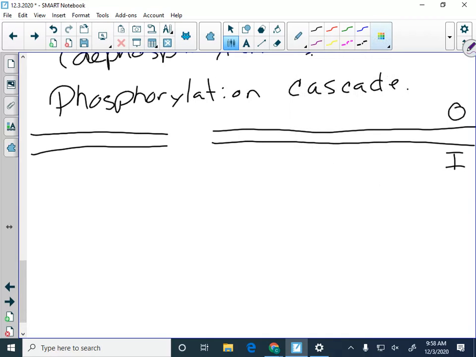Try to stick with a similar color scheme. We have a receptor. This could be any type of our receptors. This technically could be an internal receptor as well. It could be a G protein coupled receptor. It could be a receptor tyrosine kinase. It could be an ion gated receptor. So we're just going to generalize it.